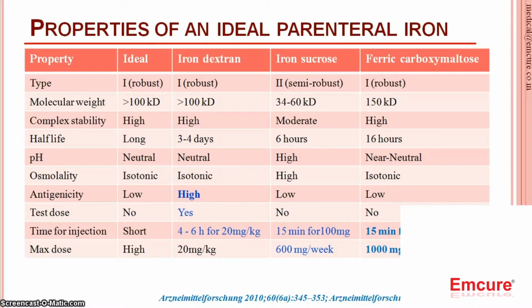Now, the pH of ferric carboxymaltose is near neutral, that is, it matches the pH of a normal body fluid, which is approximately 7.4, whereas that of iron sucrose is slightly on the higher side. Ferric carboxymaltose injection is isotonic, whereas iron sucrose is highly osmotic. Antigenicity for both the injections is low, and it is safe to be given to humans without a test dose.